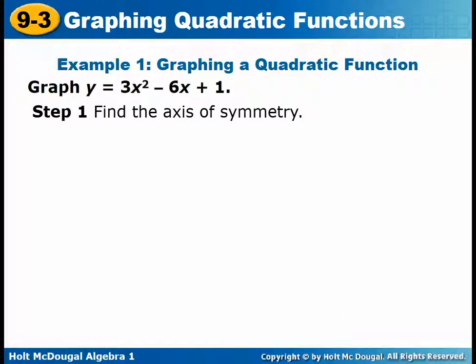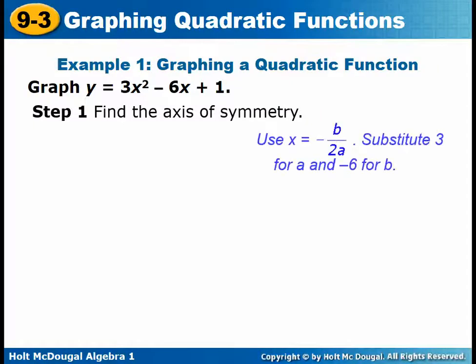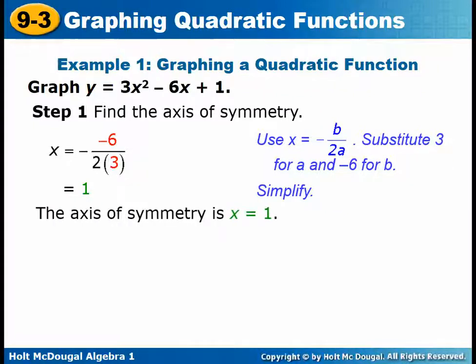Here are some other things that we already know how to do for graphing a quadratic function. We're not going to go through all of these steps on your worksheet, but these are things you already know. You know how to find the axis of symmetry. You can take the formula -b over 2a, where b is -6 and a is 3. Substitute that in, and you can see that the axis of symmetry is x equals 1.